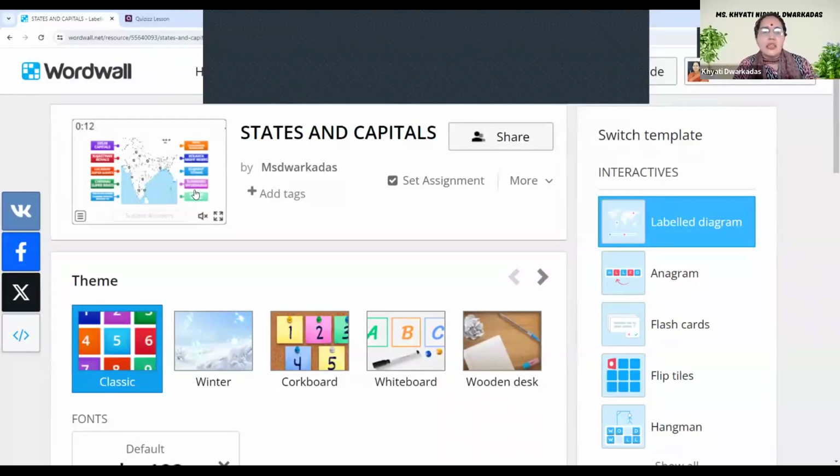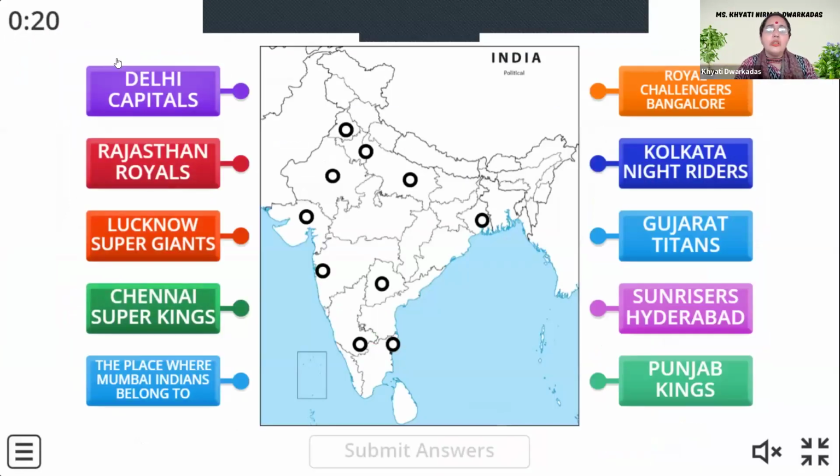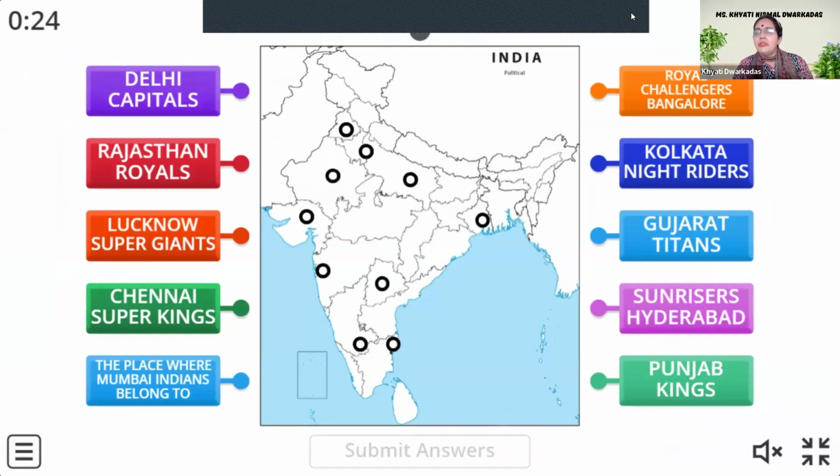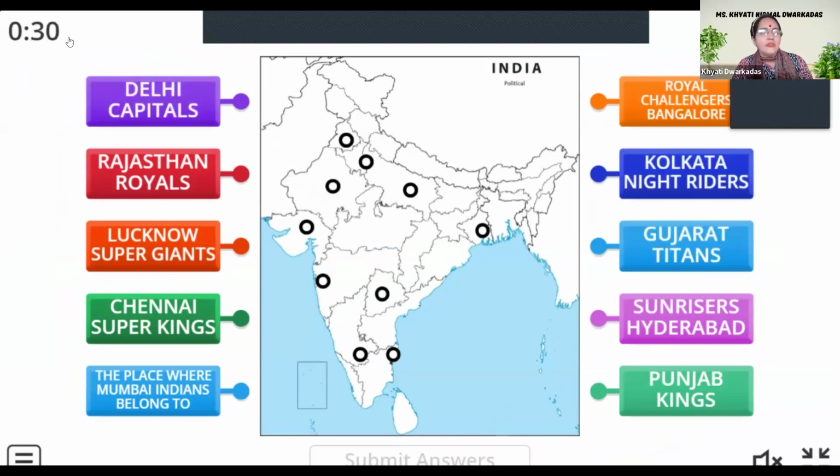So this is the game I have shared with you. If you notice on the top left of the screen, you're able to see a timer ticking. What do you have to do? There are clues given, and you have to pin the clues to the dots given.